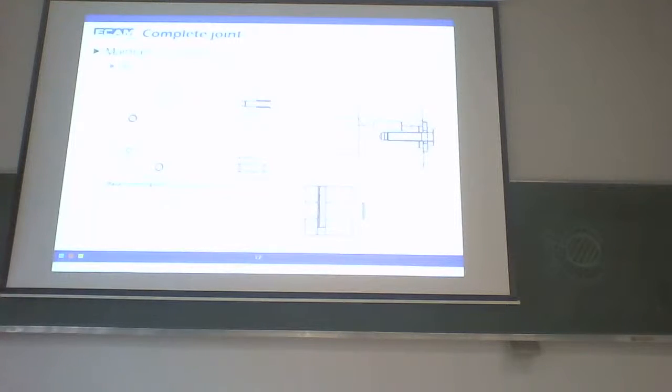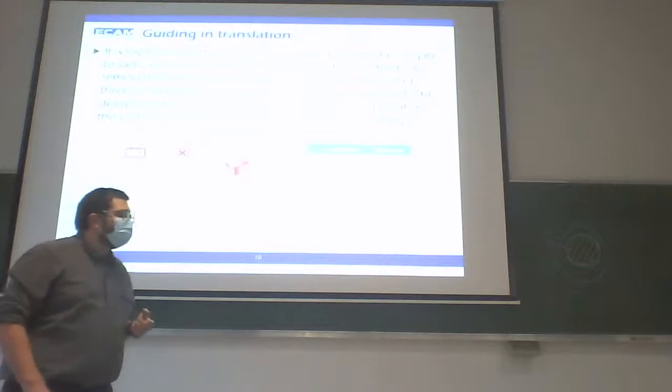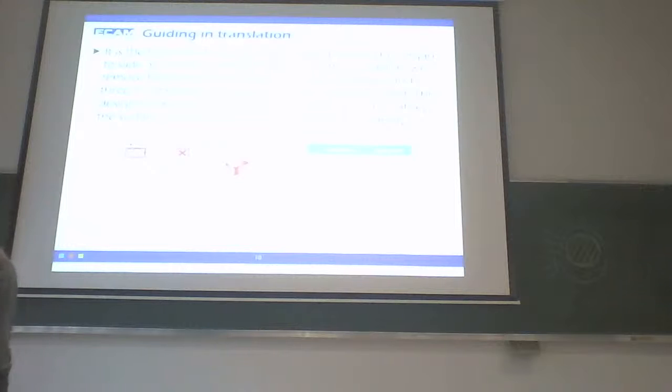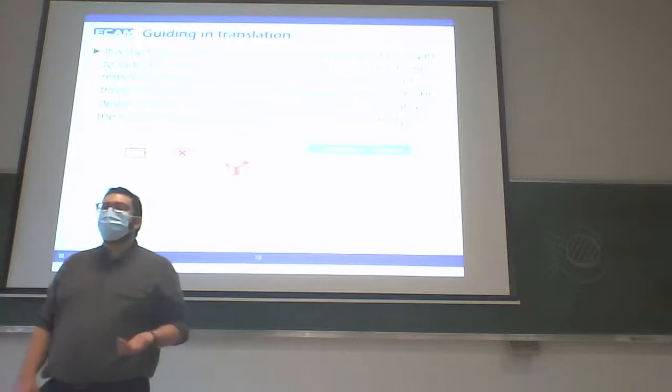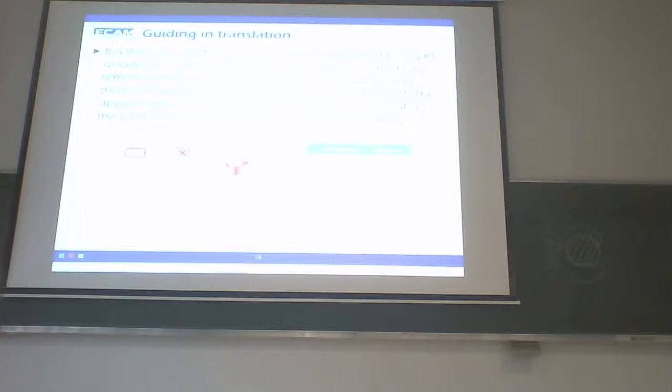So now, the sliding joint, or guiding in translation. Here we'll realize a sliding joint. A reminder of the previous session: the kinematic symbol, the kinematic diagram of a sliding joint, and the movement in a sliding joint is only one translation. Zero rotation, and only one translation.